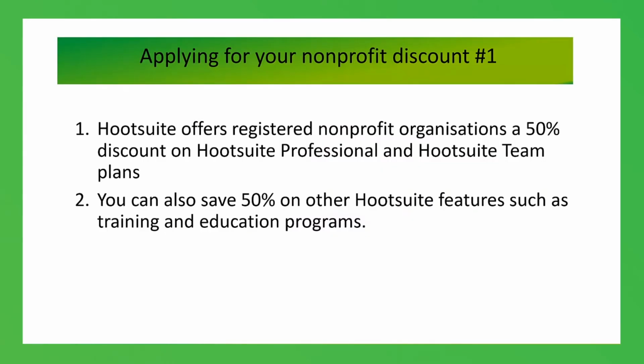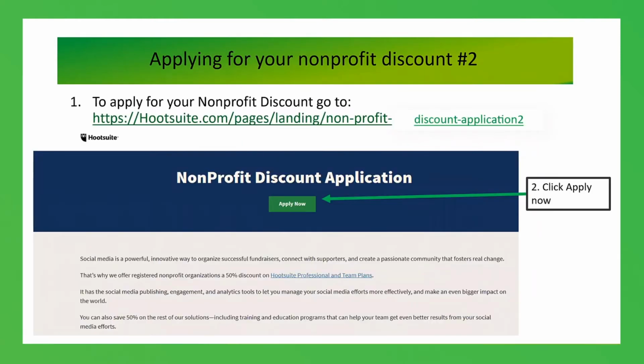Now, we talked about the non-profit discount. Hootsuite offers, they call it registered non-profit organisations. You don't have to be a charity, you just have to prove that you're a non-profit. To apply for the non-profit discount, visit this page, and as I said, we'll send out the slide. You'll be able to click on the link and you'll get to a page that says non-profit discount application. You just click on apply now.